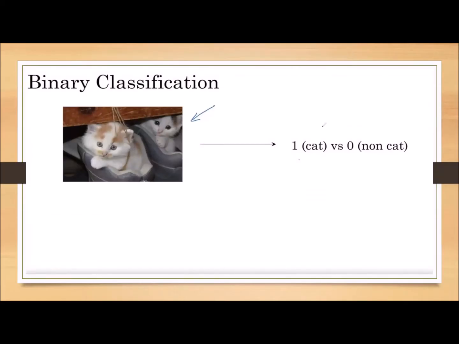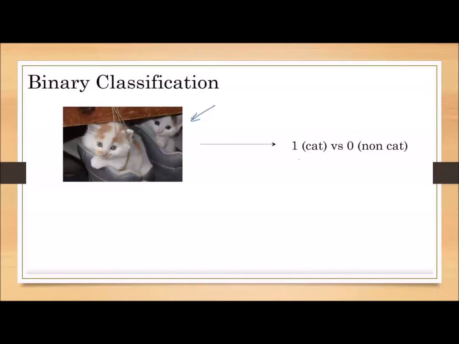Now we have taken a binary classification problem. Here there is an image. We want to detect whether in this image a cat is there or not. If our learning algorithm finds the cat, then the output should be 1. If our learning algorithm does not find the cat, then the output should be 0. This is what we expect.